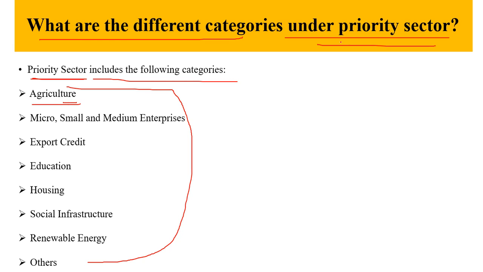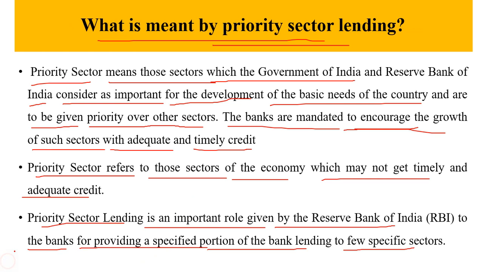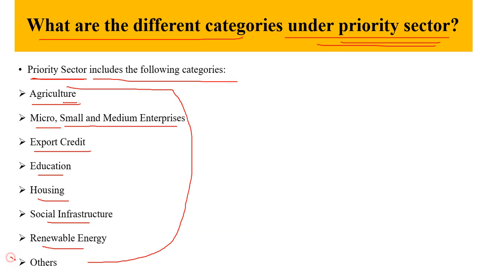Agriculture comes under priority sectors. Priority means giving preference to these sectors first. Second is micro, small and medium enterprises. Then export credit, education, housing, social infrastructure, renewable energies and others. These are the categories which are classified under priority sector by the Government of India and the Reserve Bank of India.